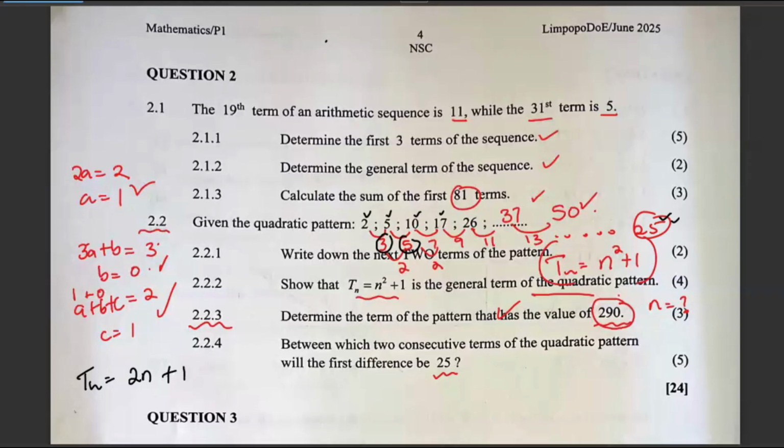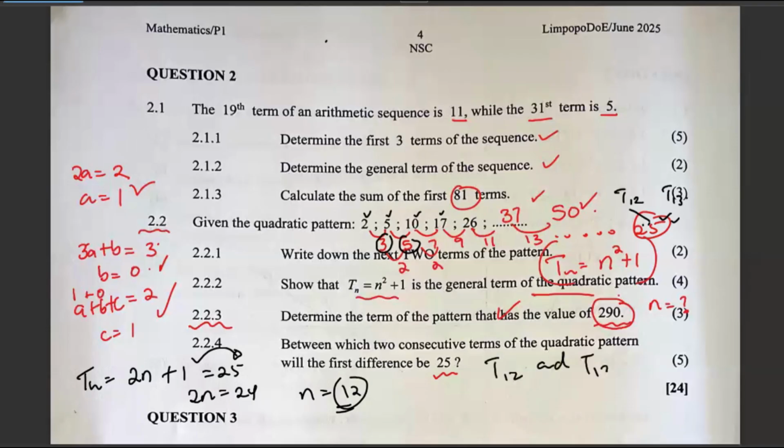If that is 2n plus 1, I'm going to equate this to 25. I'll move this one to that side. I'll have 2n is 24, then divide both sides by 2, meaning that n is 12. This is the position, meaning that this 25 is between T12 and T13, between which two consecutive terms. So T12 and T13. Okay, that is what I am getting according to my approach.